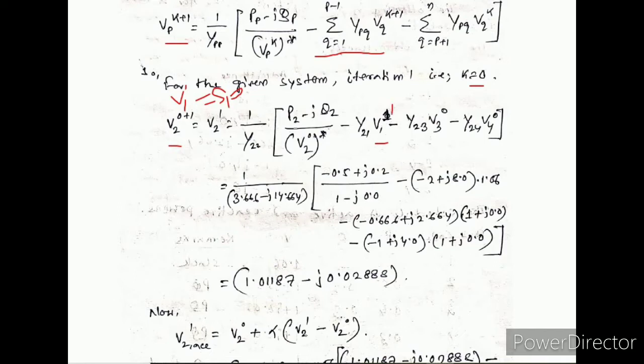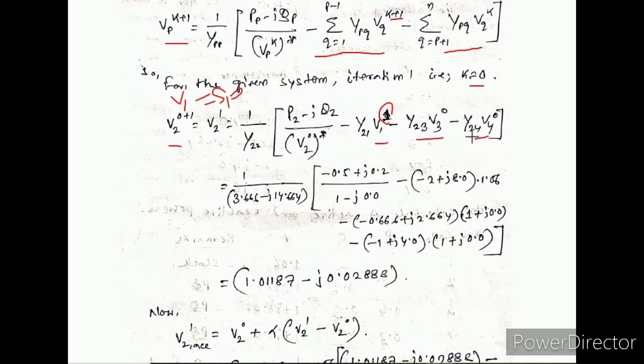And why is this 1 given? Because as per this, vq to the power k plus 1, that is 0 plus 1, means v1 to the power 1 minus of y of 2 3 into v3 to the power 0 minus of y of 2 4 into v4 to the power 0. How I have written this line: you can see if we elaborate this equation, then we can get y23 into v3 to the power 0 minus of y24 into v4 to the power 0.